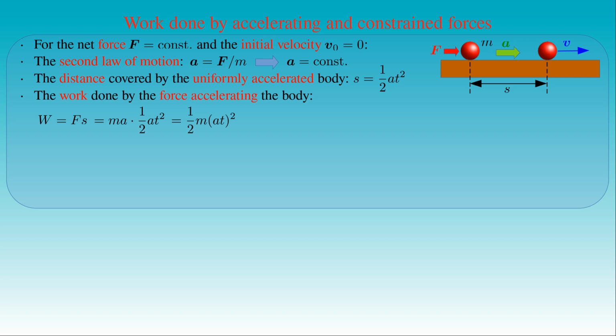Since the instantaneous speed v of the body at the time t is equal to the magnitude of the acceleration a times the time t, the work W done by the force F accelerating the body can be expressed as 1/2 times the mass m of the body times the square of its speed v.